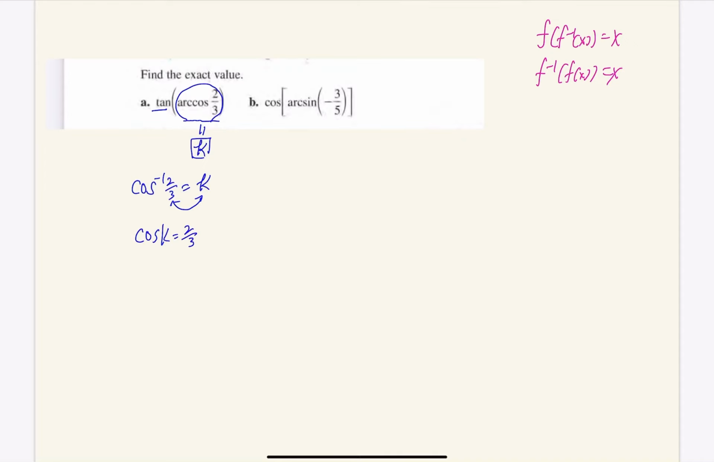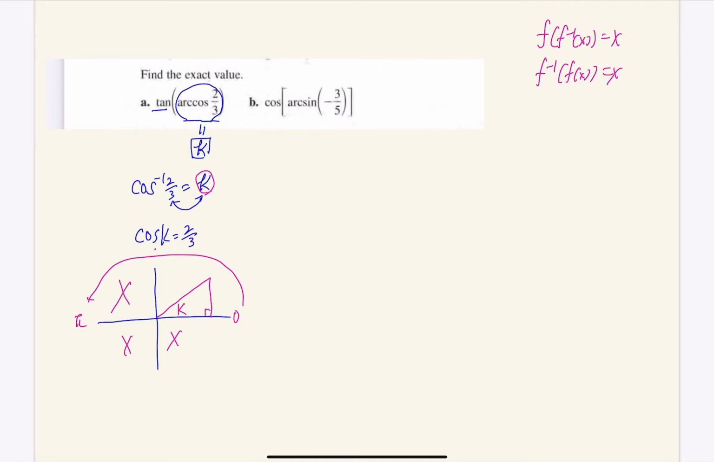I'm going to use a right triangle in the right quadrant, because k is used as the y value of inverse cosine. So k should satisfy the range of inverse cosine, which is between 0 and pi. This way, do not use these two quadrants. And cosine is positive in the first quadrant, not the second quadrant. So you can make a right triangle in the first quadrant. So angle k is in the first quadrant.